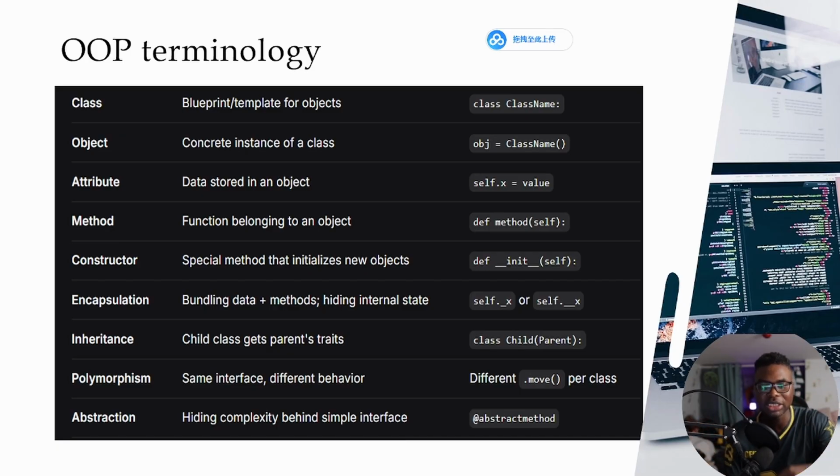Like the child class gets parents' traits. And then we have polymorphism. We use the same interface but different behaviors. And then we have abstraction. So abstraction is hiding complexity behind a simple interface. So the last four are the pillars of OOP.